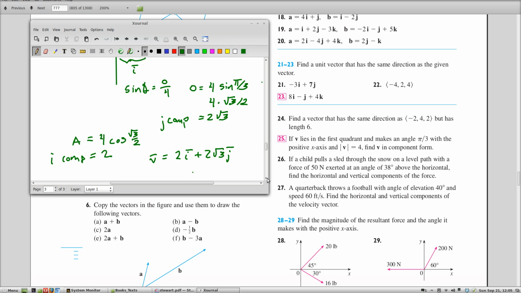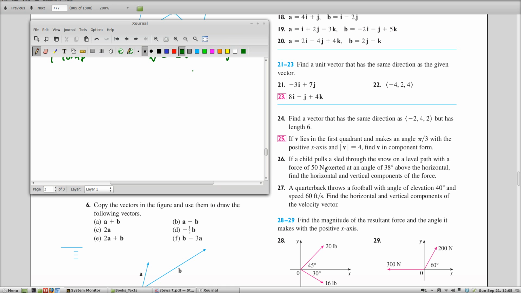So what else have they got? I guess we have to do this child pulling a sled. Sorry, fat finger mistake. The child pulls a sled through the snow on a level path with a force of 50 newtons. So maybe the challenge here is just to set up the problem. So here's the horizon. The child pulls a sled through the snow on a level path with a force of 50 newtons.